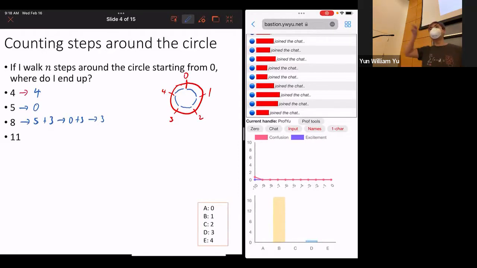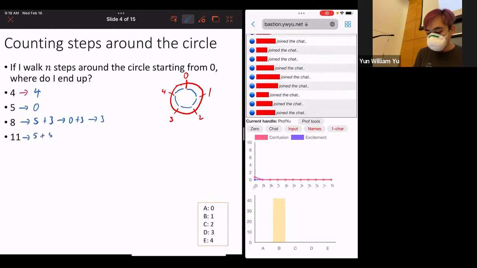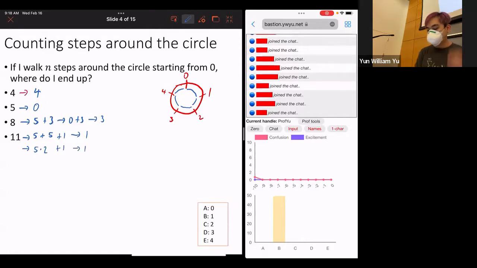Of course you can count around, but you can also take advantage of the fact that you already know what it is to go 5 steps or 8 steps, or maybe you know how many it is to go 11 steps. This is just going 5 steps, and then 5 steps, and then 1 step, which is the same as going just 1 step, because 5 goes around a complete circle. I'm going to write it out slightly differently, because this is also the same as saying 5 times 2 plus 1, which of course goes to just 1.